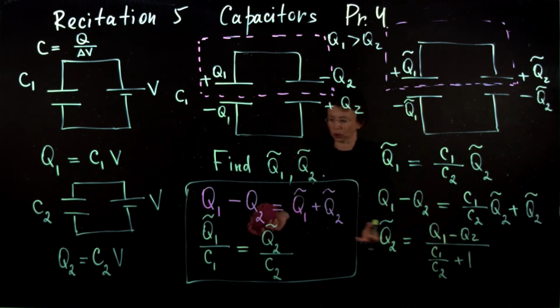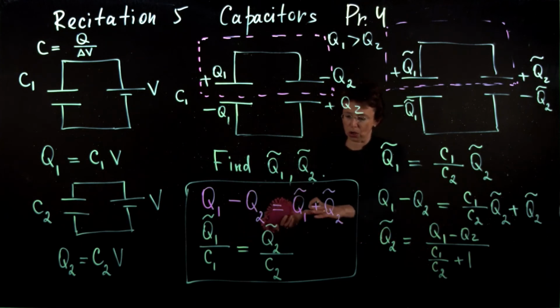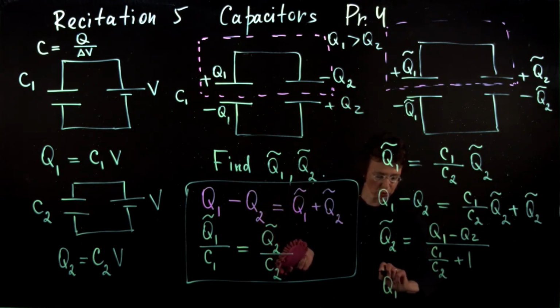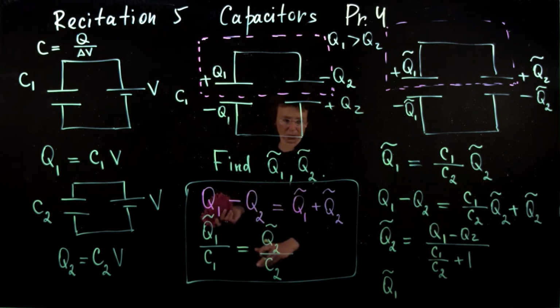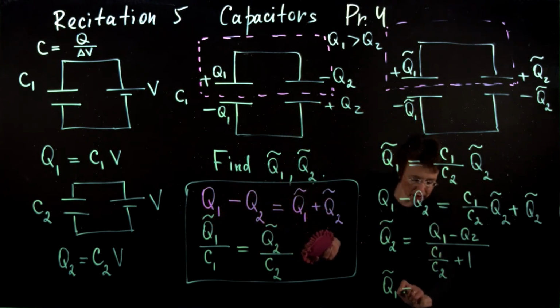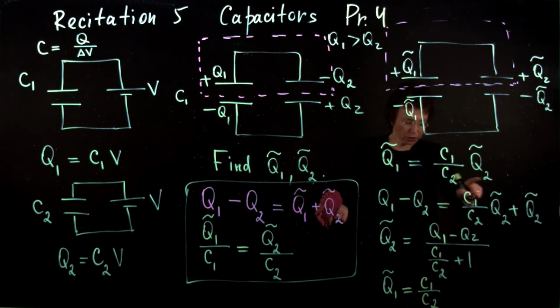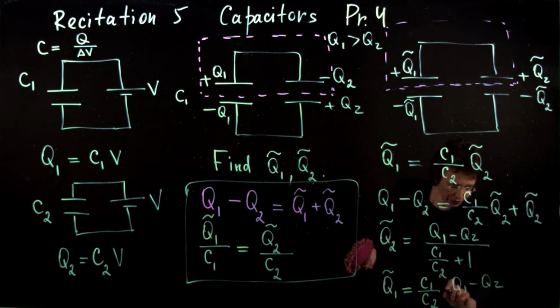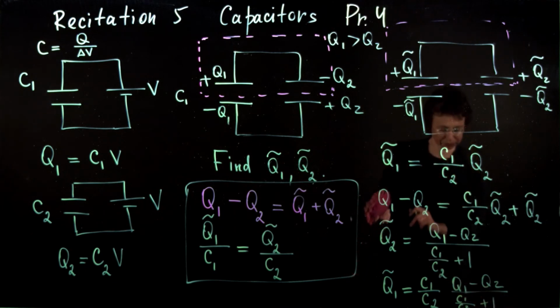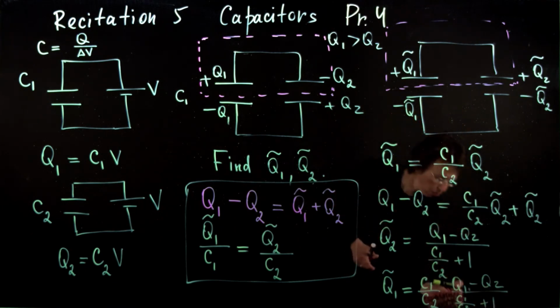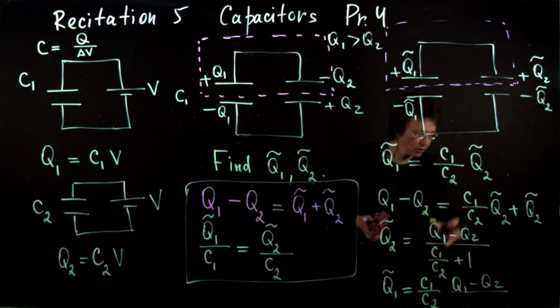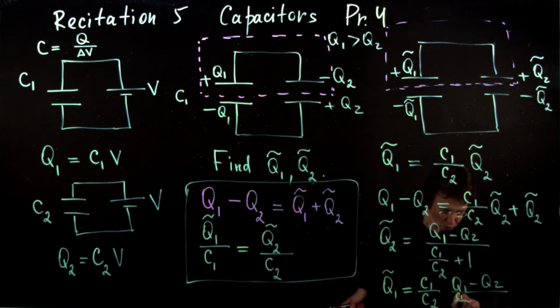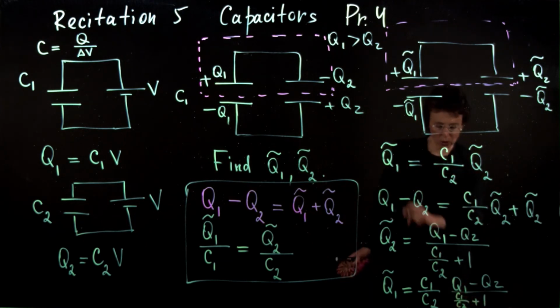Now I'm ready to find Q1 tilde. Which equation will be used to find Q1 tilde? Let's just use the second one. It is C1 over C2 times Q2 tilde, which is Q1 minus Q2, divided by C1 over C2 plus 1. Let me write it a little bit better. Here I have C1 over C2 plus 1.